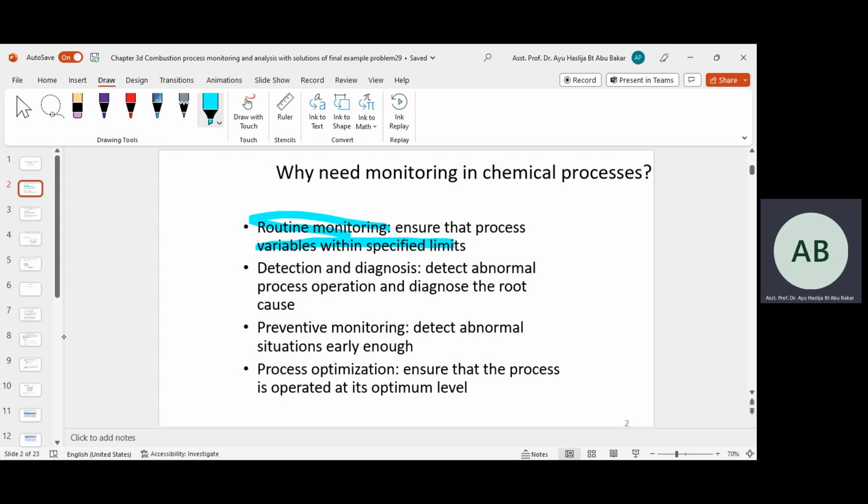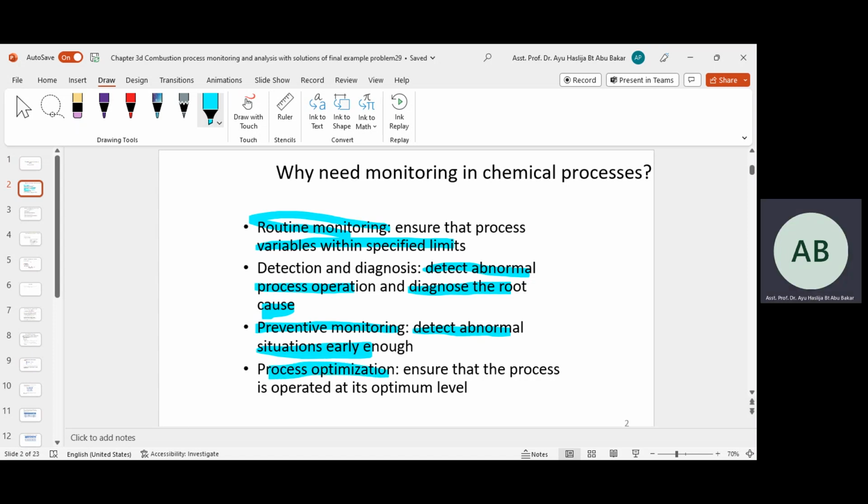To detect abnormal process operation and diagnose the root cause. If your process is supposed to be complete, but suddenly you detect CO in your flue gas, from there you can know your combustion has some issue. Perhaps not enough air or something wrong with your combustion. Preventive monitoring: detect abnormal situations early enough, so you can detect at an early stage to avoid any bigger issue.